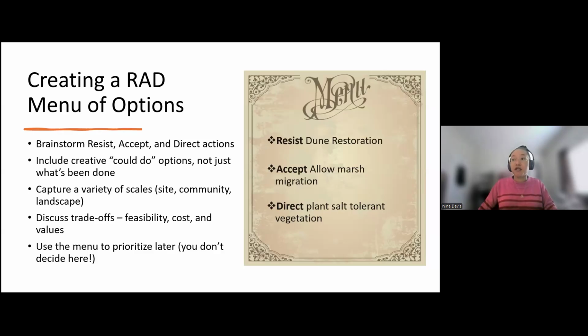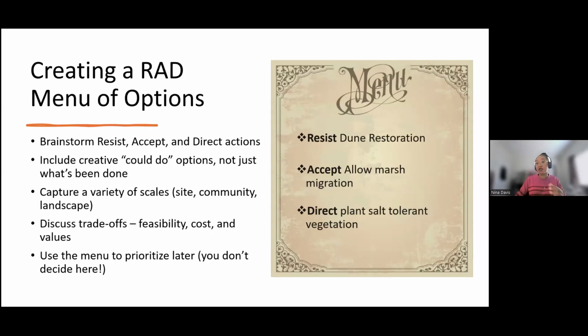A really useful part of RAD is building that menu, a list of all the possible things you could do. Notice the wording. This is about the could do, not the should do. So this is a chance to be creative. This is your creative space. When you're brainstorming a RAD menu, include ideas on your resist, accept, and direct, even if some of them feel a little bit outside of the box. So the goal is to capture a wide range of options, from small scale actions to big picture shifts across different timeframes or parts of the landscape.